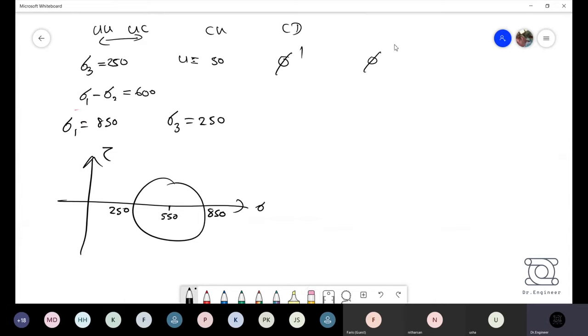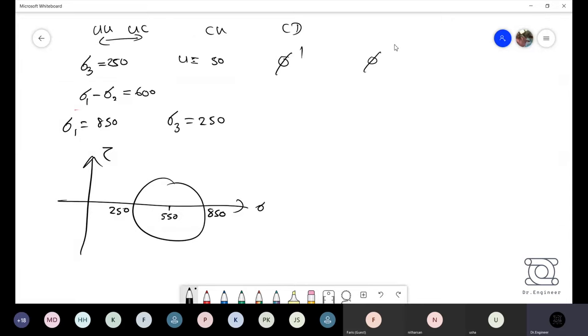Phi dash is for effective stress and phi for total stress. So we are now doing it for total stress, and now the issue has come. We have to correctly draw the failure envelope. The failure envelope should be correct, otherwise the answer would be wrong.